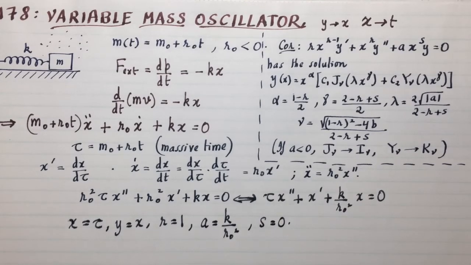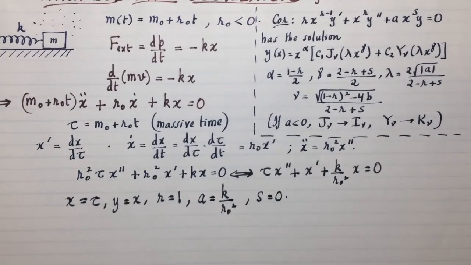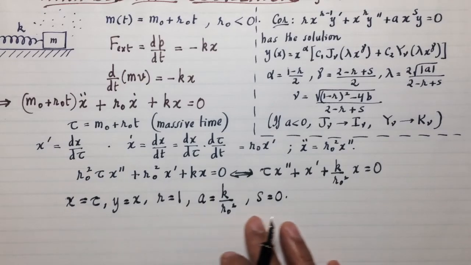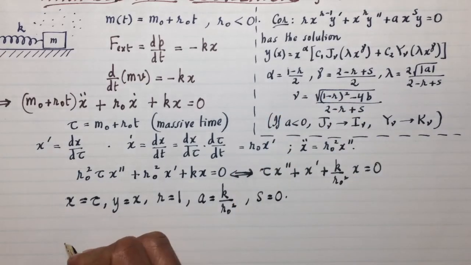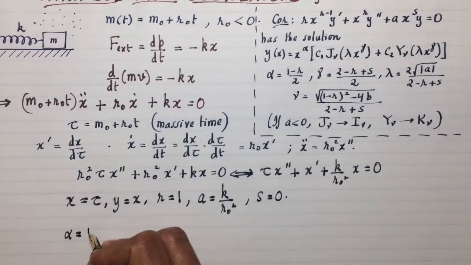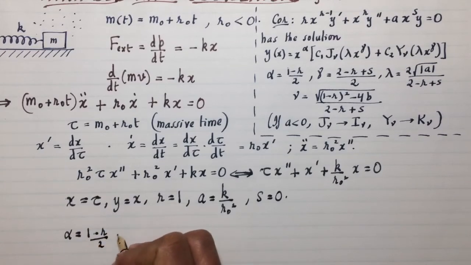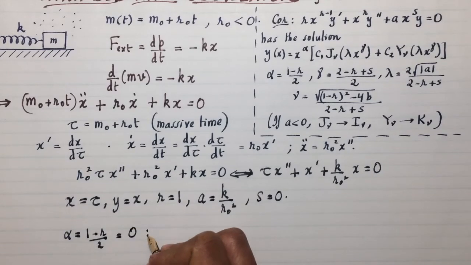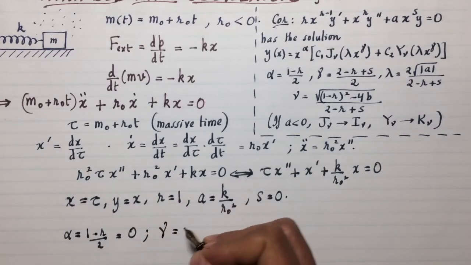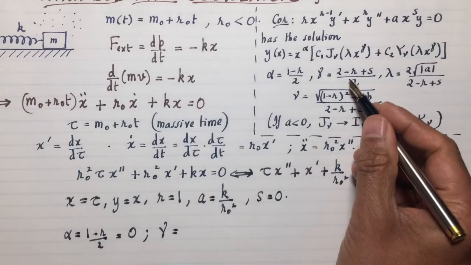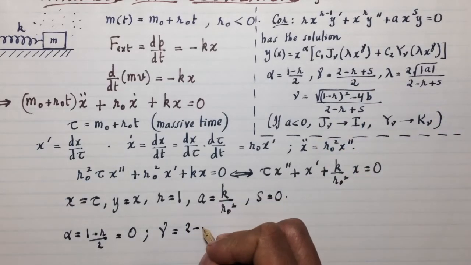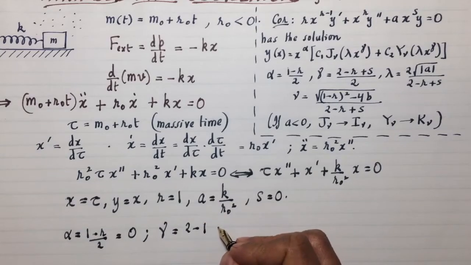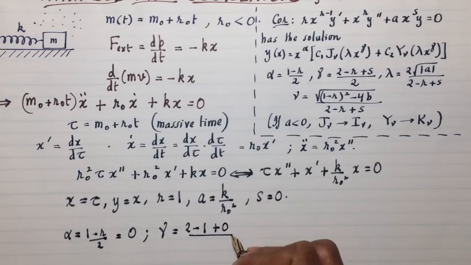Alright, now it's just a matter of mixing and matching. With all these values, I can find out what alpha would be next. Alpha is going to be 1 minus r divided by 2. r is 1, so that's 1 minus 1 divided by 2, or alpha is 0. Gamma, which is this thing next, is 2 minus r, which is 1, plus s, divided by 2. So that's half.